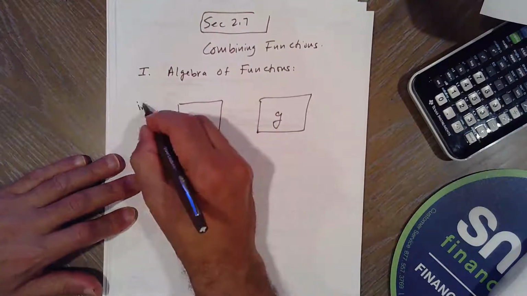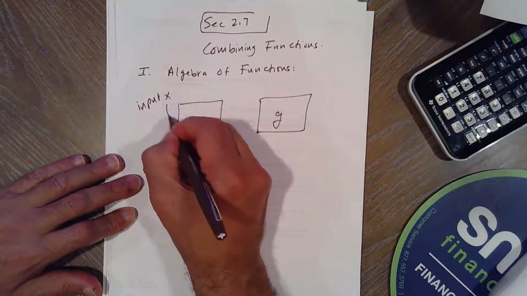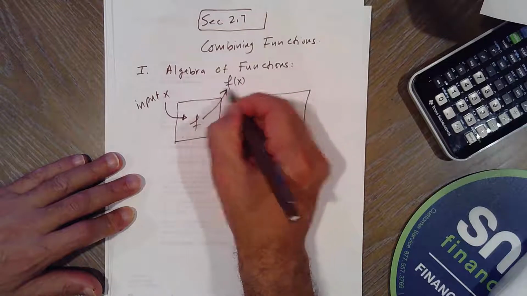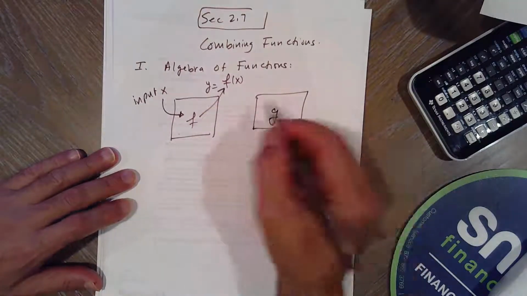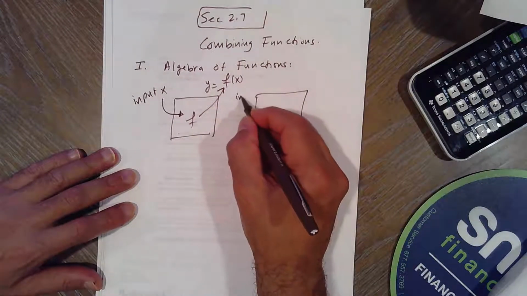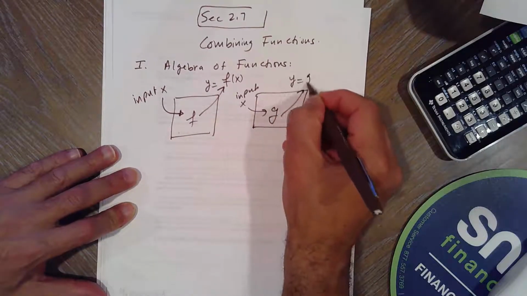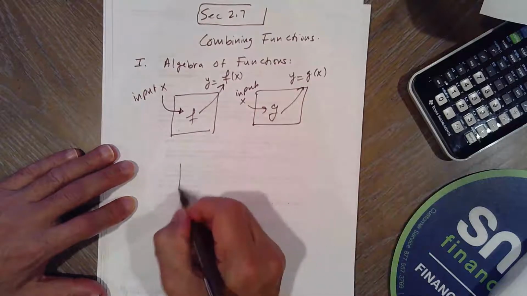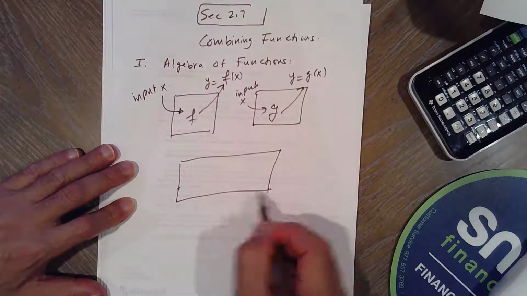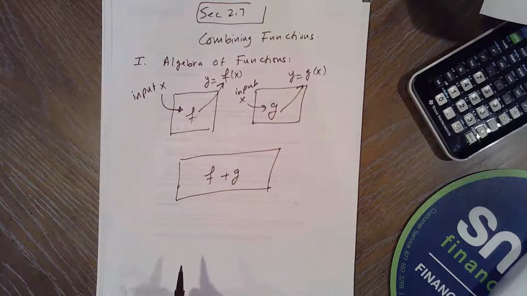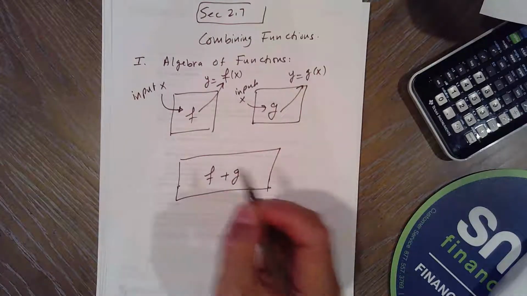Remember, for each input x, if you throw it into machine f or function f, it gives me exactly one output y, which is f of x. For each input x into function g, it gives me exactly one output. Now, what if I want to create a new machine or new function f plus g? How do I want to define this? Well, mathematicians decided to define it this way.